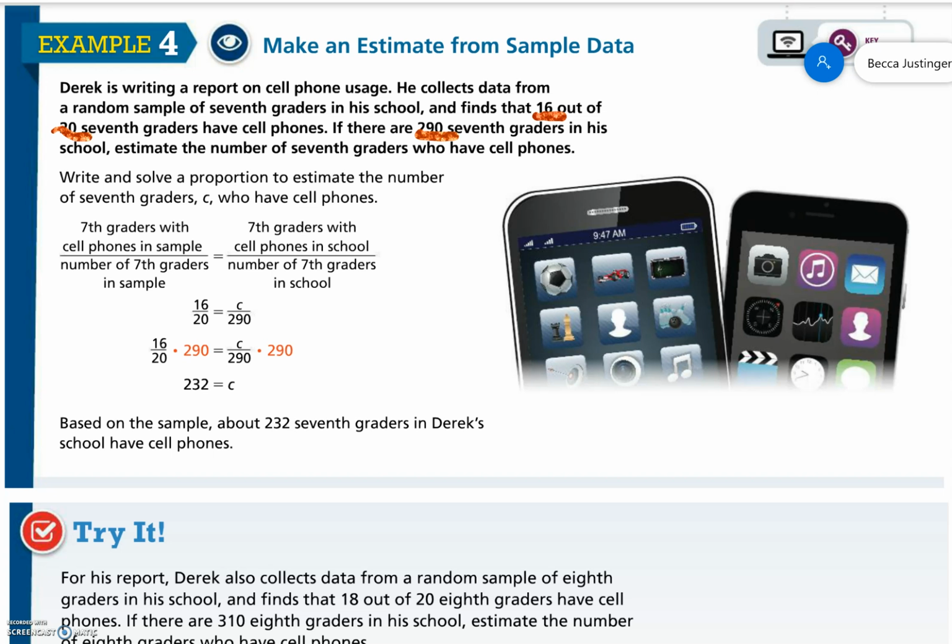So this goes back to writing our proportion. We have 16 out of 20. 16 is your part, and 20 is your whole. 16 out of 20. That's where they get this from here. Then we need to know how many out of 290. 290 is the total amount of students. If that's the total, that's also going to be the other whole. So we don't know what the part is for that one, so that's why we have C over 290.